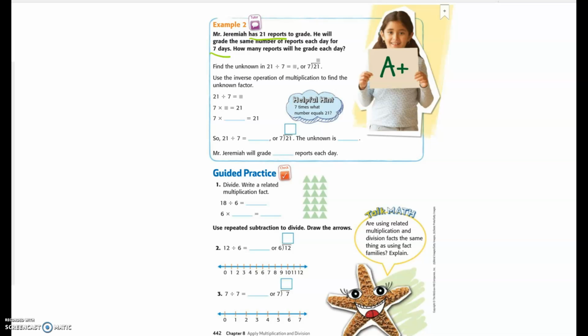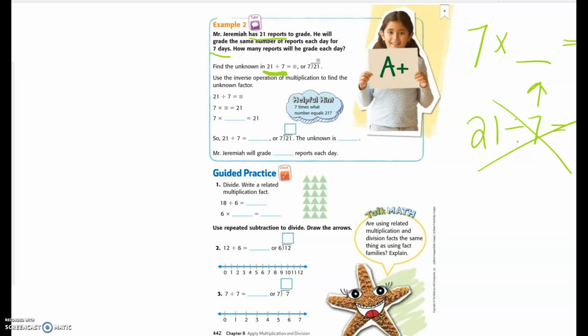Again, we are going to try to find the unknown. We want to find what 21 divided by 7 is. We can use the inverse operation of multiplication to find the unknown factor. Or think about it in terms of what is 7 times something equals 21. We're trying to do division, 21 divided by 7 equals, but if we're not sure how to do the division yet, we can just rearrange the numbers and make a multiplication problem. Then it might be easier to solve.